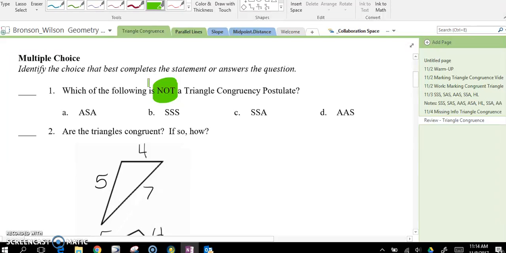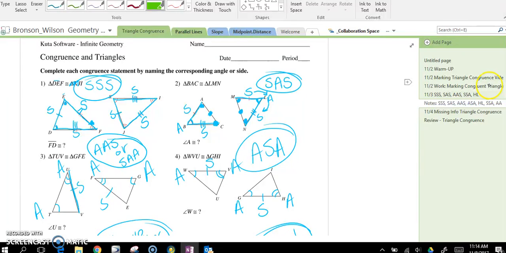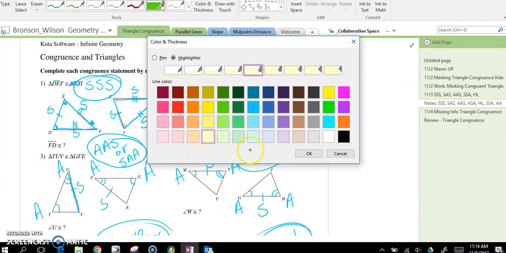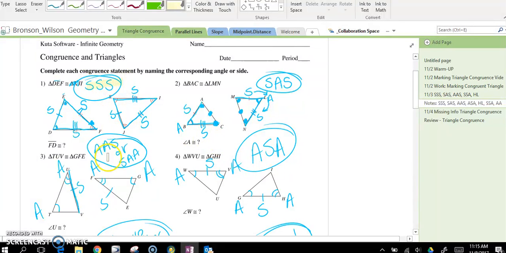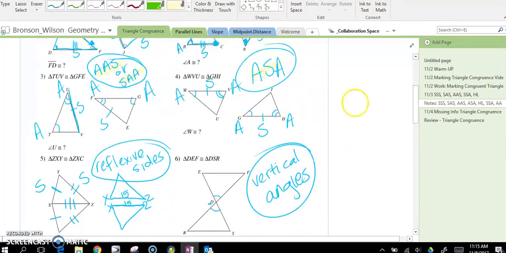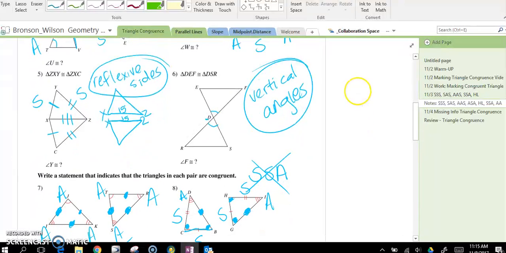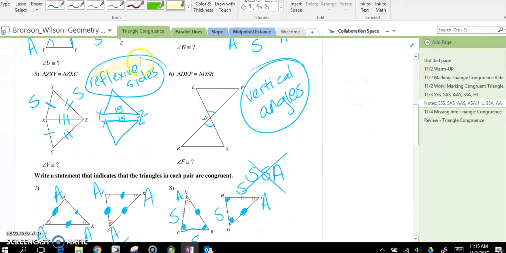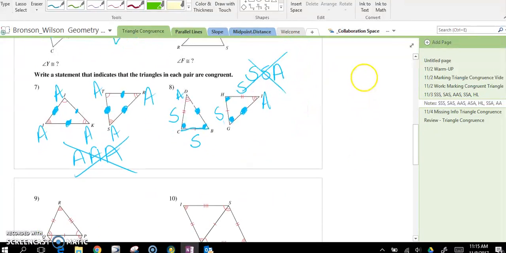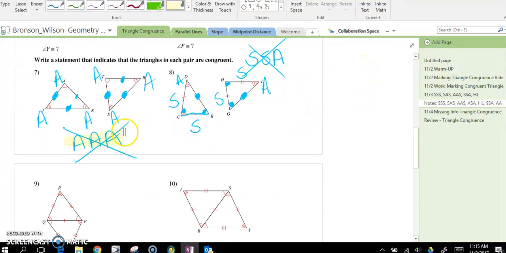So do you guys remember looking at your notes, right? Let's go back to our notes. We have our 4 congruent postulates. Let me try yellow. These are the 4 congruent postulates that we went over. And then HL is another one. We went over that in another video. So we talked about our reflexive sides and our vertical angles. And we also talked about 2 that were not congruent. Okay? Does everybody understand that?